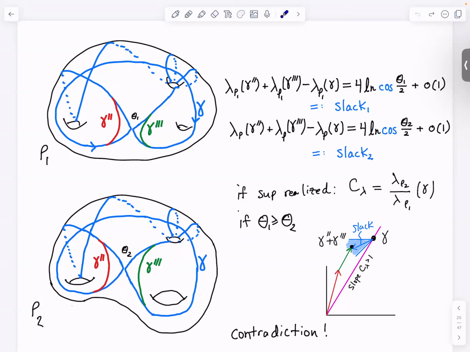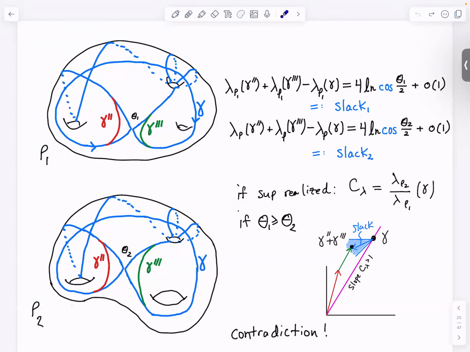And so indeed, if we take the vector of pairs of lengths for gamma, and compare it to the sum of gamma double prime and gamma triple prime, by the same argument as before, that sum will have slope outside of the cone. So one of them has to have slope outside of the cone, a contradiction. It's the same argument, slightly more complicated because there are two curves, but okay.